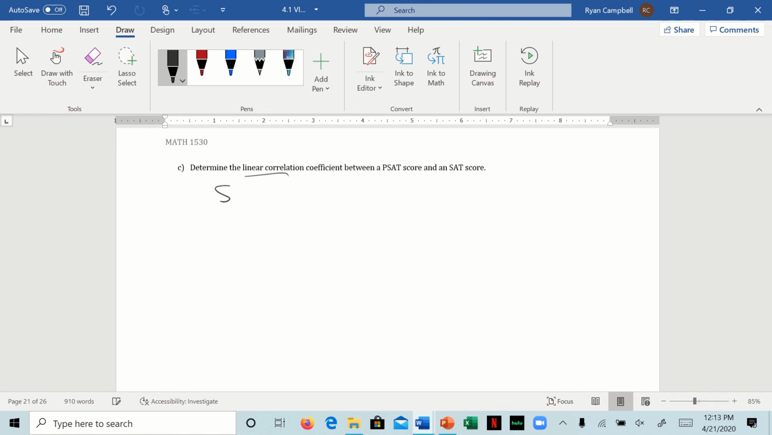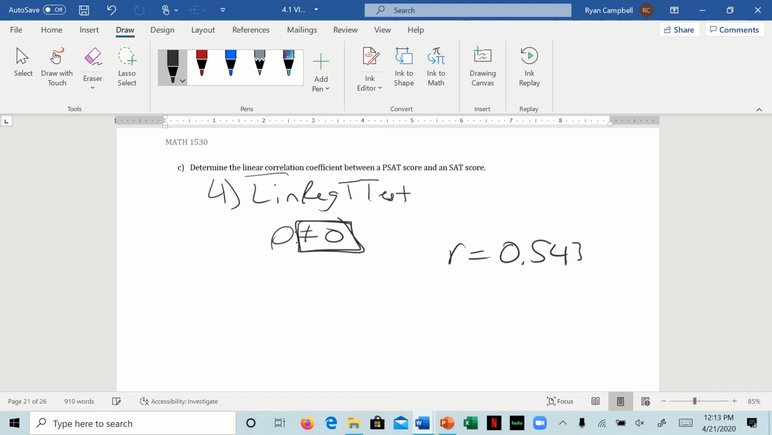So remember, we're going to do linreg t-test. Make sure that rho does not equal 0. And we should see that R is 0.543.